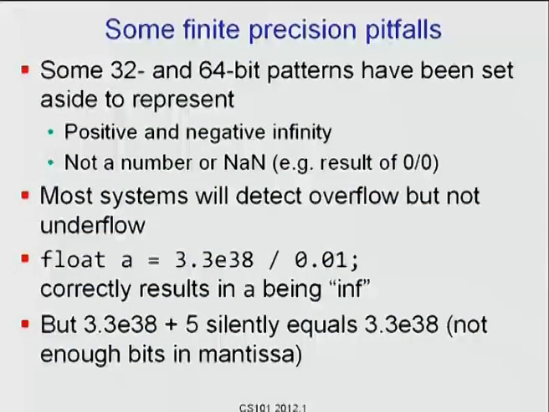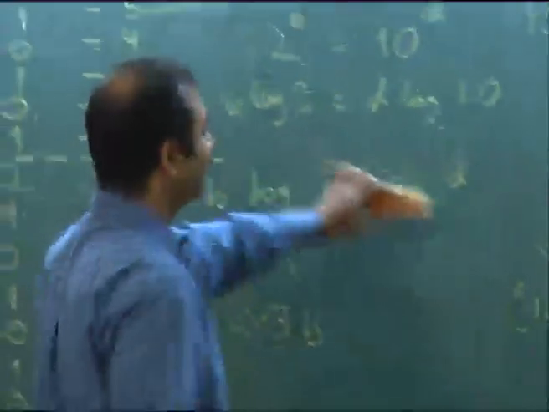But if I take 3.3 into 10 to the power 38 and I add 5 to it, so by the way, this 3.3 E38 is just 3.3 into 10 to the power 38, it's shorthand for that. Now if I add just 5 to it, if you had to do that calculation manually, what would you write?